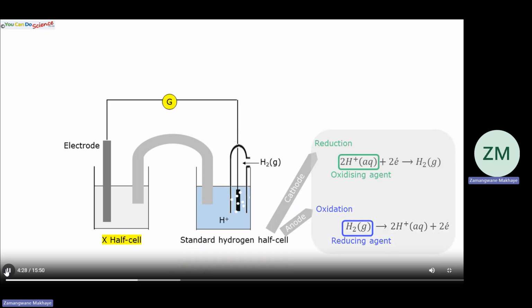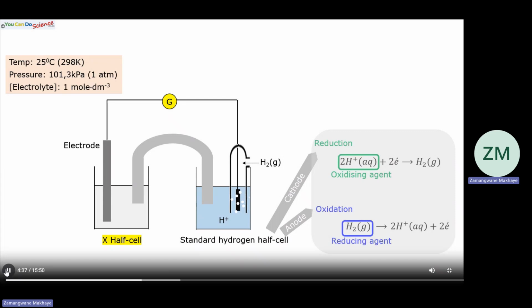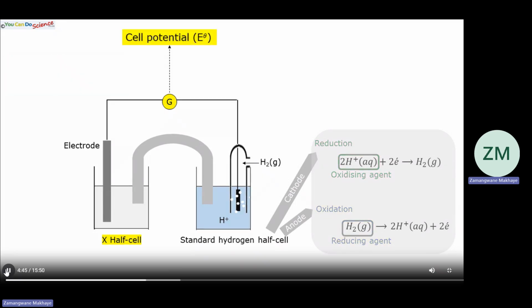When the cell potential of different substances are measured, they are connected to the standard hydrogen cell, and the other cell must conform to the same standard conditions as the standard hydrogen half cell. Remember, the galvanometer measures the cell potential of the other cell relative to the hydrogen half cell.